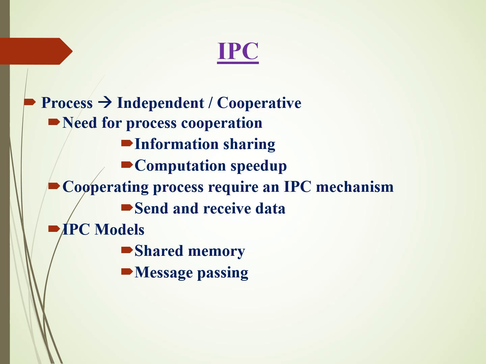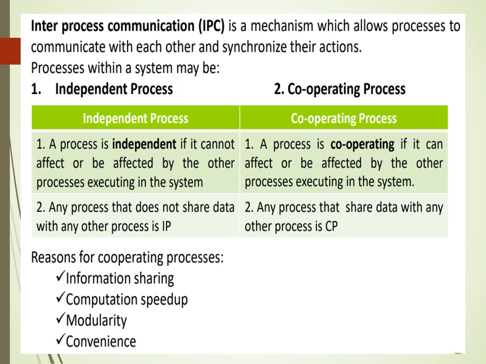So here I mentioned we have two types of process, independent and cooperative. Why do we have to go for process cooperation? For making the communication, in order to pass the information and in order to speed up the computation. For that reason only we go for inter-process communication. Here we are sending the data as well as receiving the data. As I said before, we have two models for that, shared memory system and message passing system.